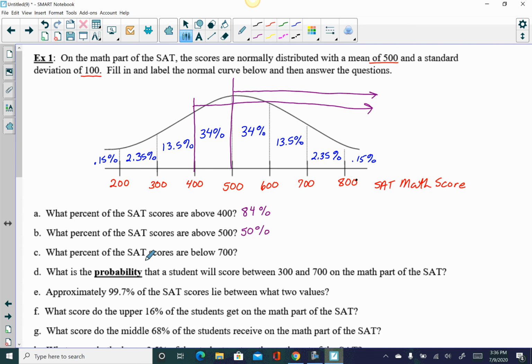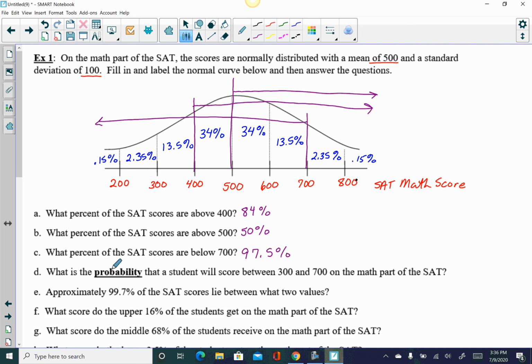Part C, what percent of your SAT scores are below 700? So here's your 700 mark. You want to be below, so this time you're taking from here and adding all the way over. A quick way in terms of adding, you know that from here to the center, the median, is 50%. So then you can take your 50% and just add those two to it. That would be a little shortcut there. That should arrive you at 97.5%.